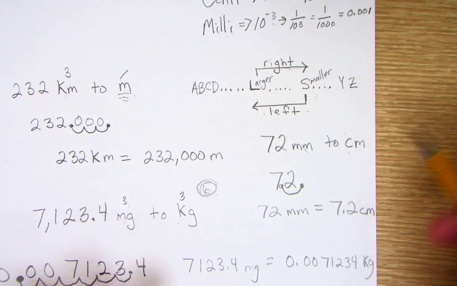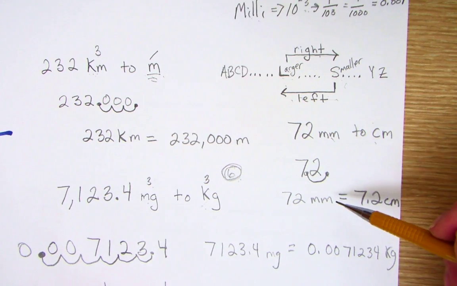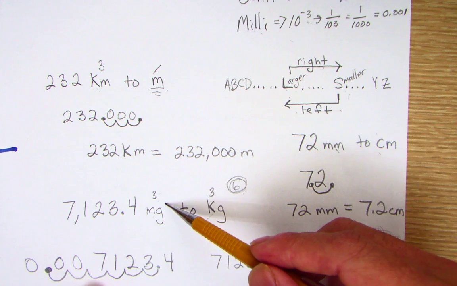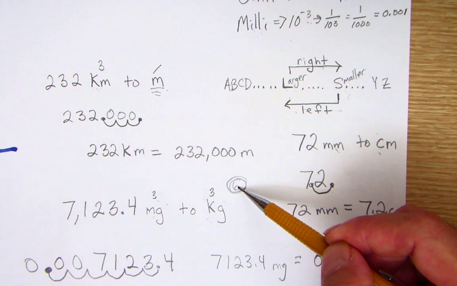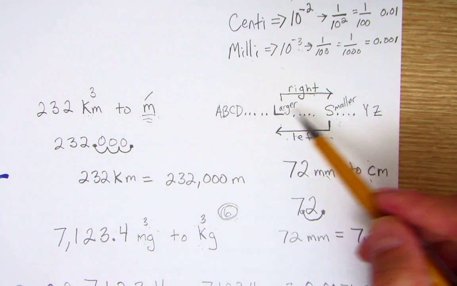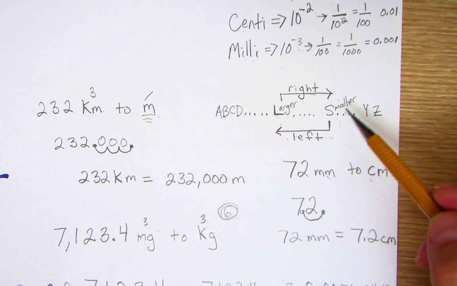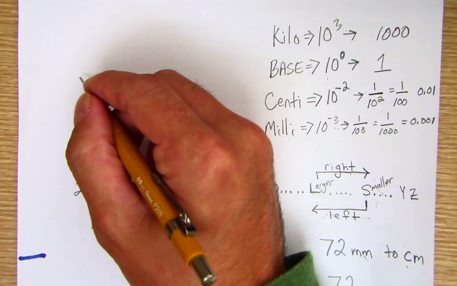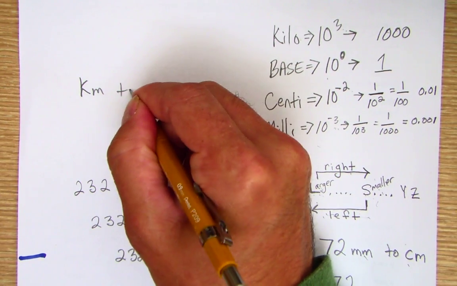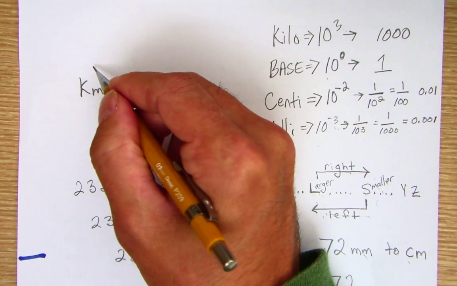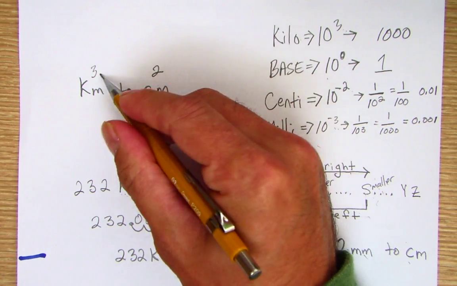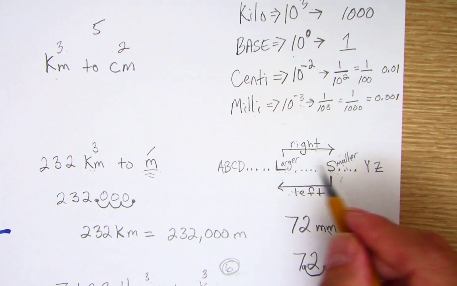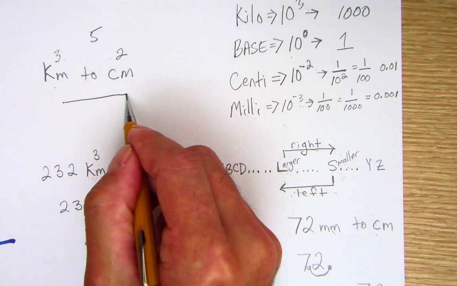All right? So that's a quick little tutorial. When you are crossing over the base, all you have to do is acknowledge the prefixes and what their value is, add them up, and then decide if you're going from larger to smaller, in which case you'll move the decimal right, or if you're going smaller to larger, in which case you move the decimal left. So if I was going from a kilometer to a centimeter, I would say this is 3, this is 2, 3 and 2 is 5. I'm going from larger to smaller. Larger to smaller means I would be moving the decimal right.